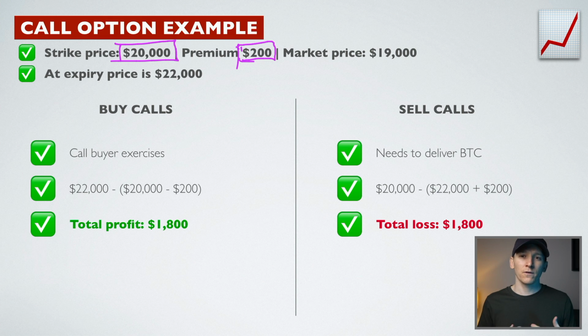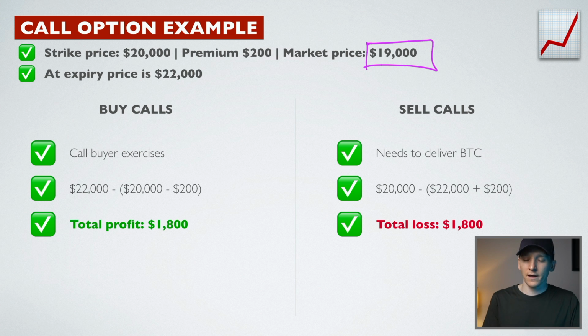Because if you have to spend 20,000 for the Bitcoin with that option, plus paying 200 for a premium for the option itself, then you need at least 20,200 and above for the actual price at the time of expiry to break even, right? You want it above that to make a profit. The market price right now for Bitcoin at the time of trading the option was 19,000, right? So what the seller is essentially saying is, you can buy Bitcoin off me at 20,000 in the future, and pay me $200 for that option.